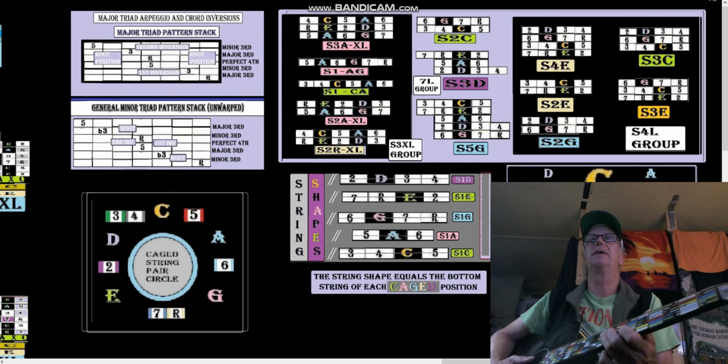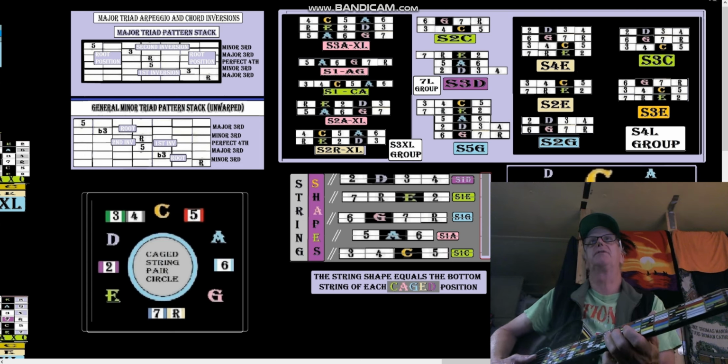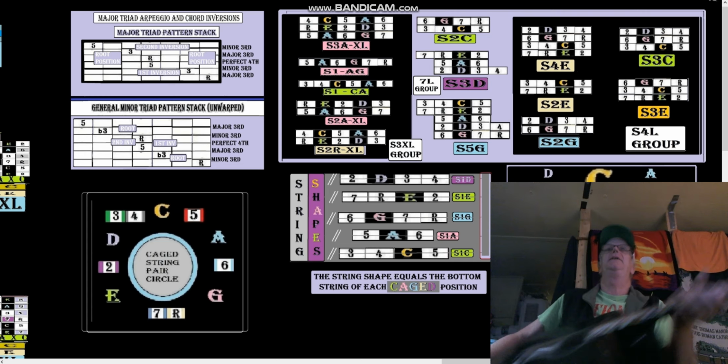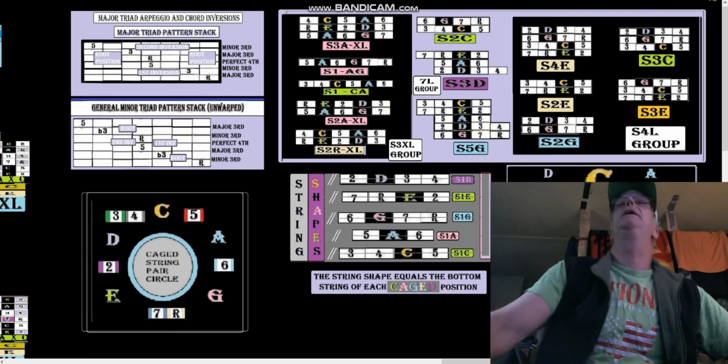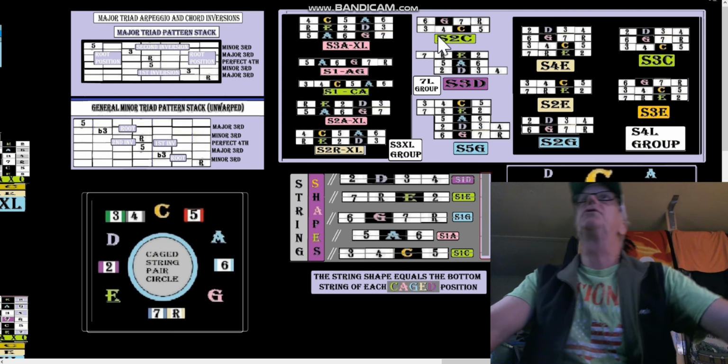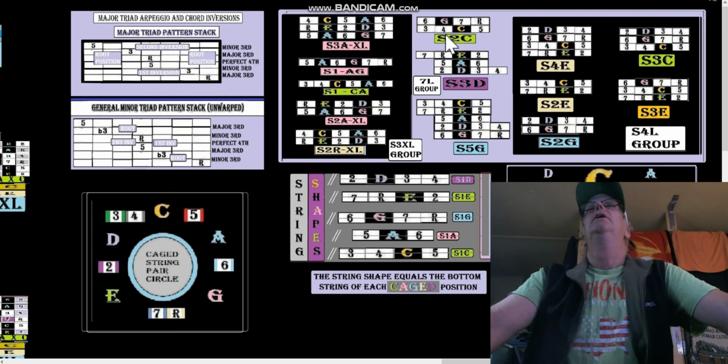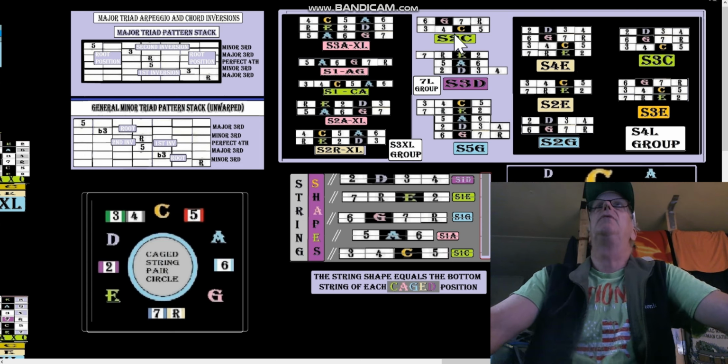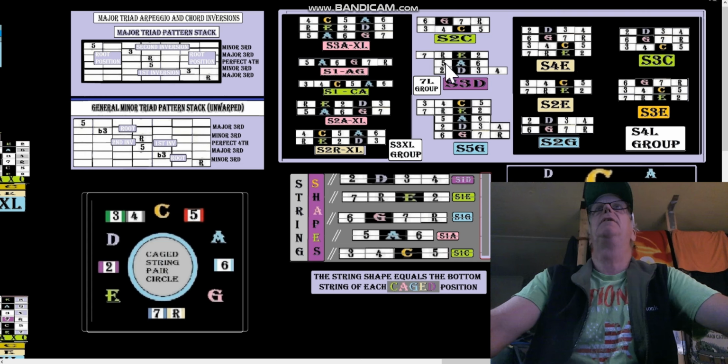The clock is ticking. So that's the string shapes, and then they're properly labeled, especially in the short patterns. So right here is the C short pattern, the G string shape. Put them together, you get an S2C. This is the S3D string shape 7L.